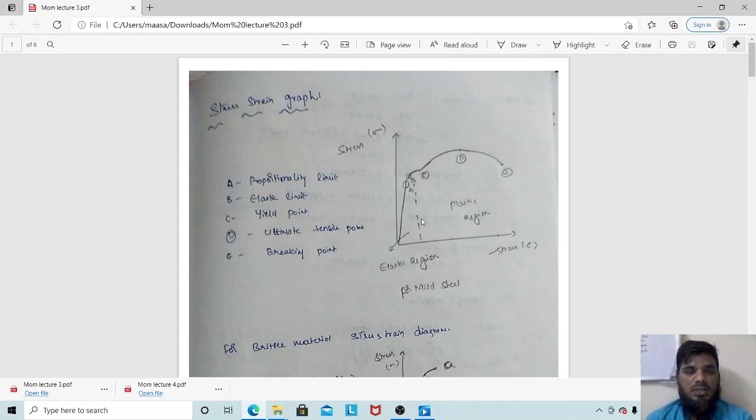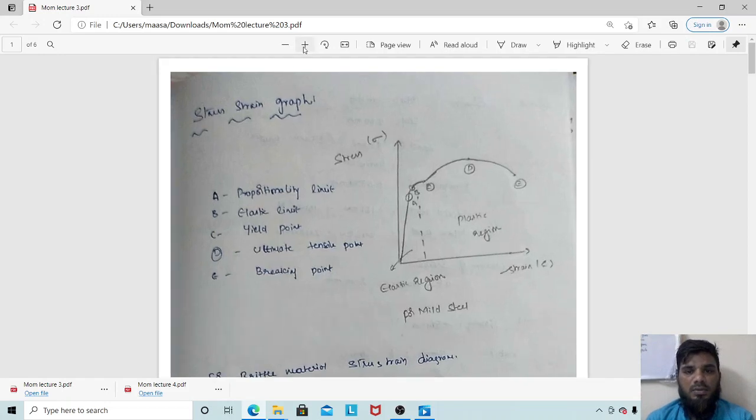So, what is a stress strain curve? A stress strain curve is nothing but the curve drawn by taking stress and strain along the axes. Generally, we take the stress axis along the y-axis and strain on the x-axis. You can observe here. Further, if you want to see, I can zoom it.